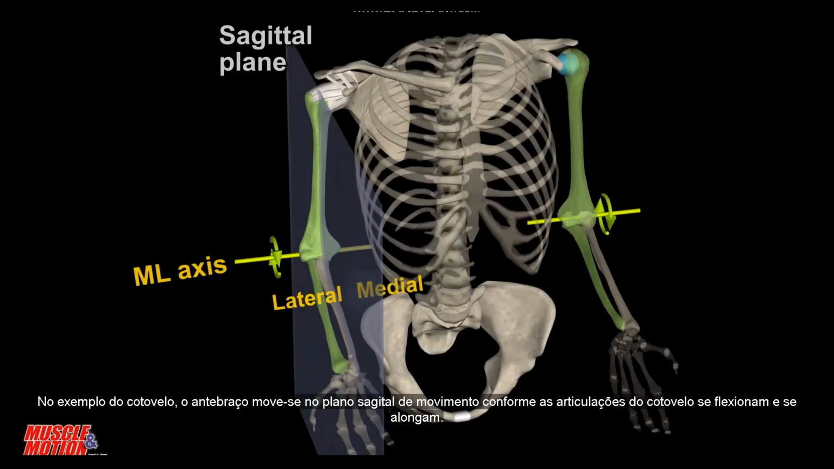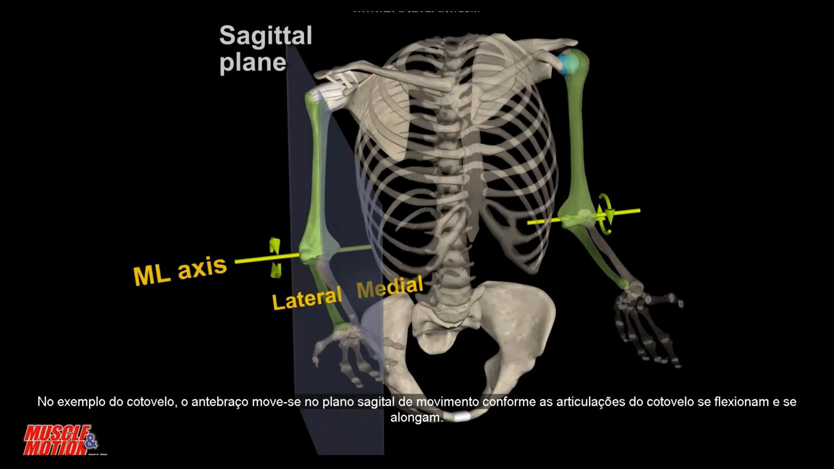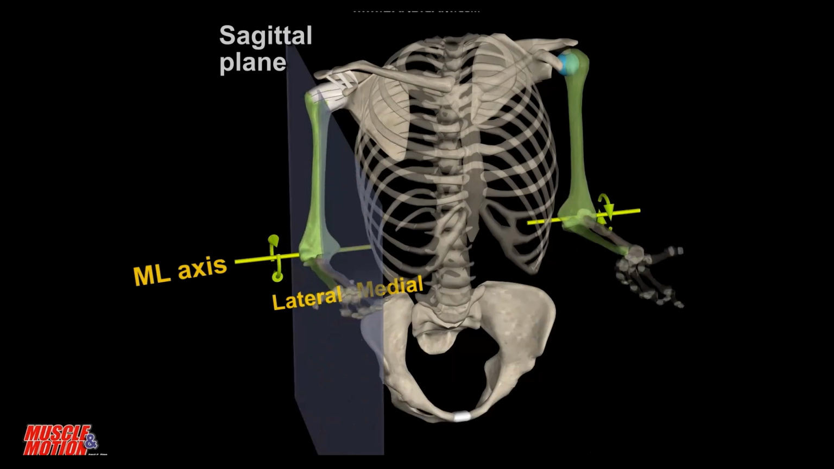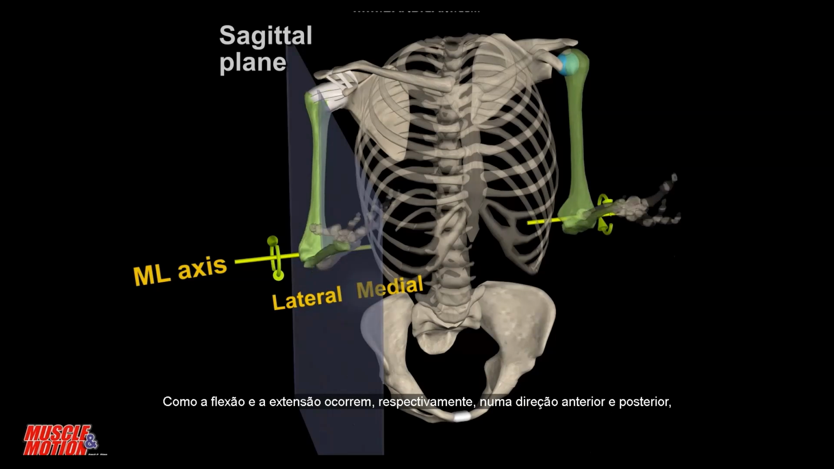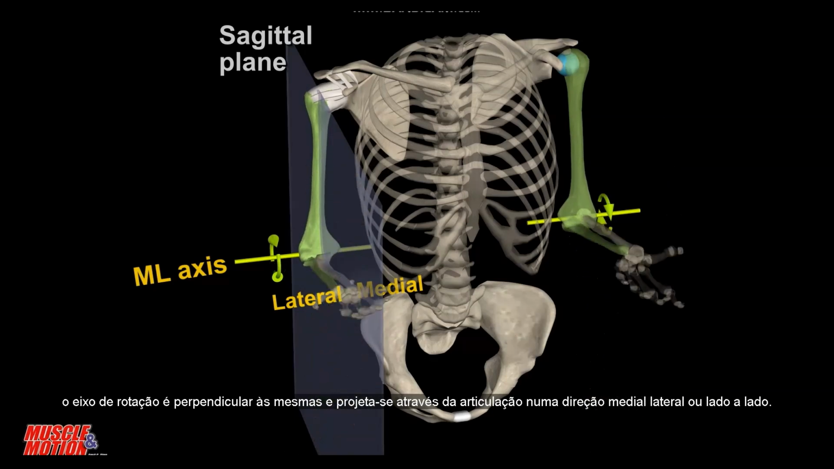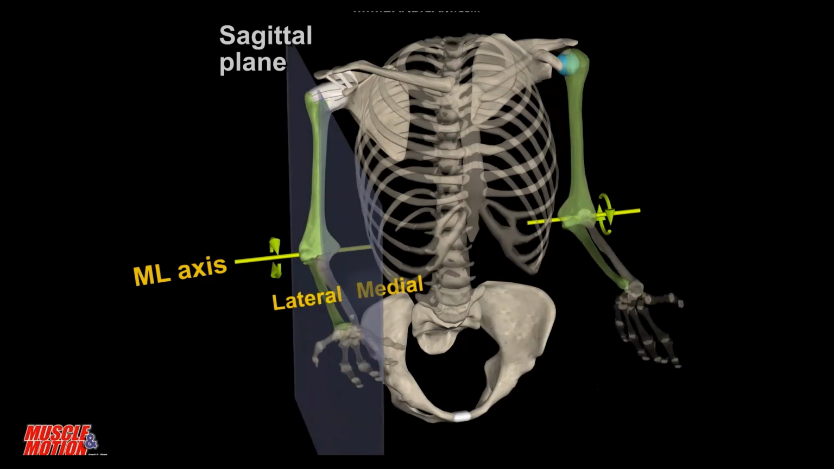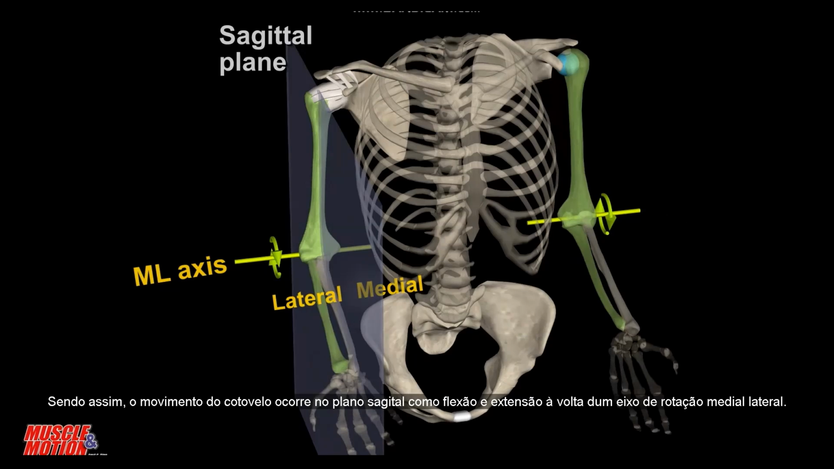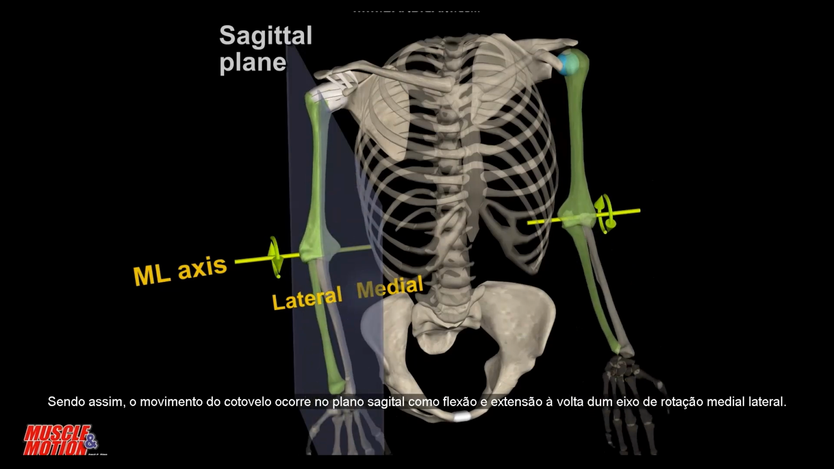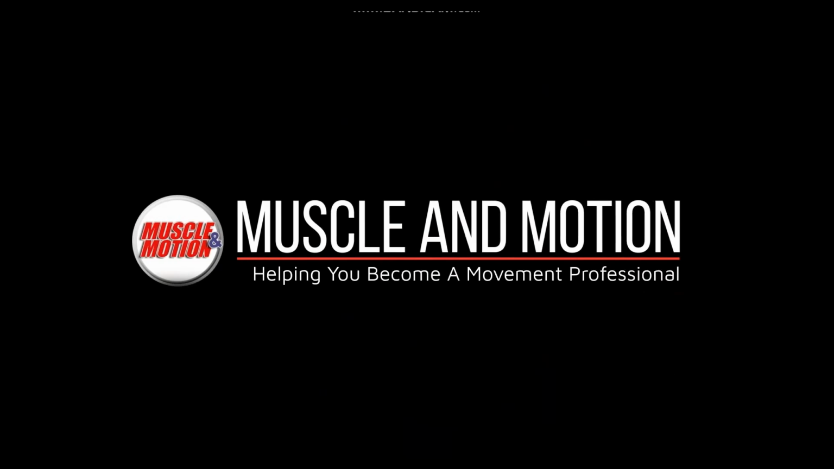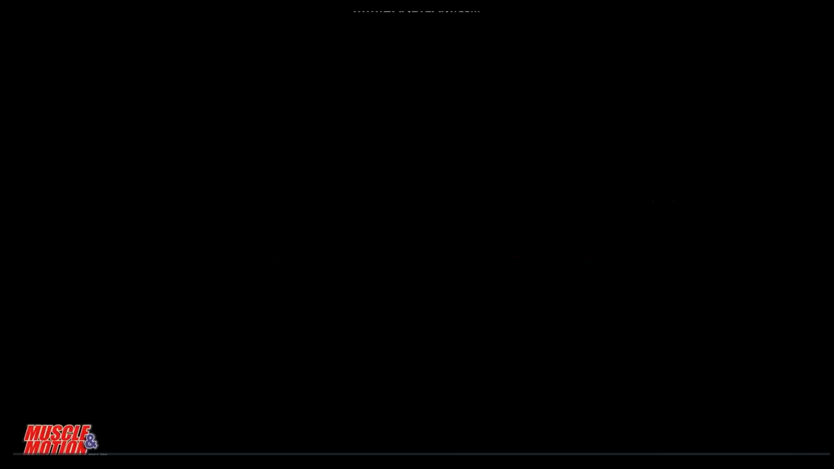In the elbow example, the forearm moves in the sagittal plane of motion as the elbow joint flexes and extends. Because flexion and extension occur in an anterior and posterior direction, respectively, the axis of rotation is perpendicular to it and projects through the joint in a medial-lateral or side-to-side direction. Hence, for the elbow, movement occurs in the sagittal plane as flexion and extension around a medial-lateral axis of rotation. Axis of rotation.